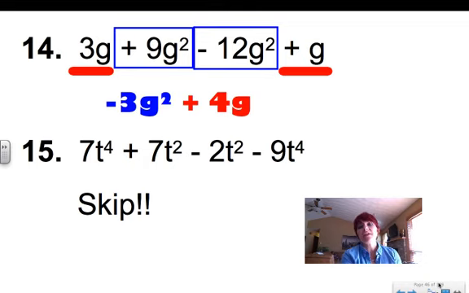And then you take the 3g plus g. And when you have just a regular g, remember there's a 1 in front of it. So it would be 3 plus 1 would be plus 4g. And that'd be your answer, negative 3g squared plus 4g. Number 15 works the same, combine like terms. I'm going to skip that one. If you have any questions, feel free to ask me in class.